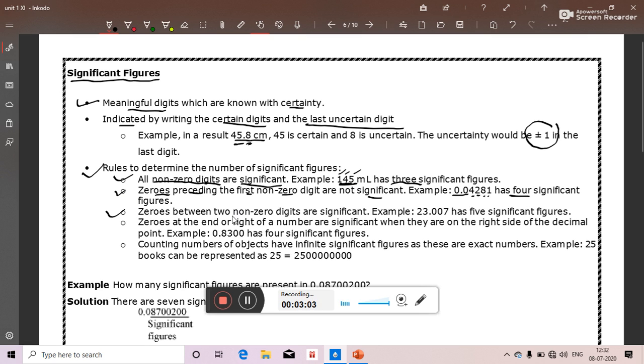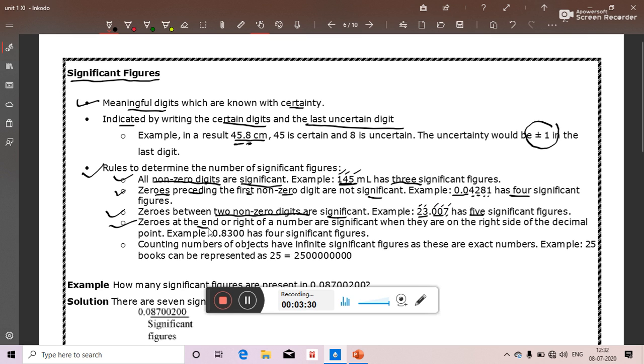Zeros between two non-zero digits are significant. So if zeros are present between the non-zero digits, then they are to be counted. For example, 23.007, here both the zeros are between the non-zero digits, so you have to count them. So the number of significant figures is 1 2 3 4 5. It is having 5 significant figures.